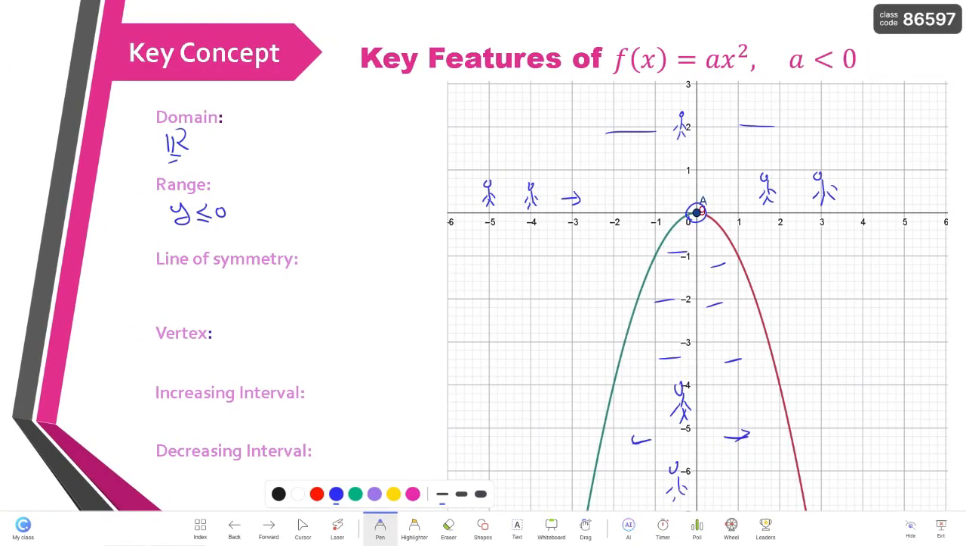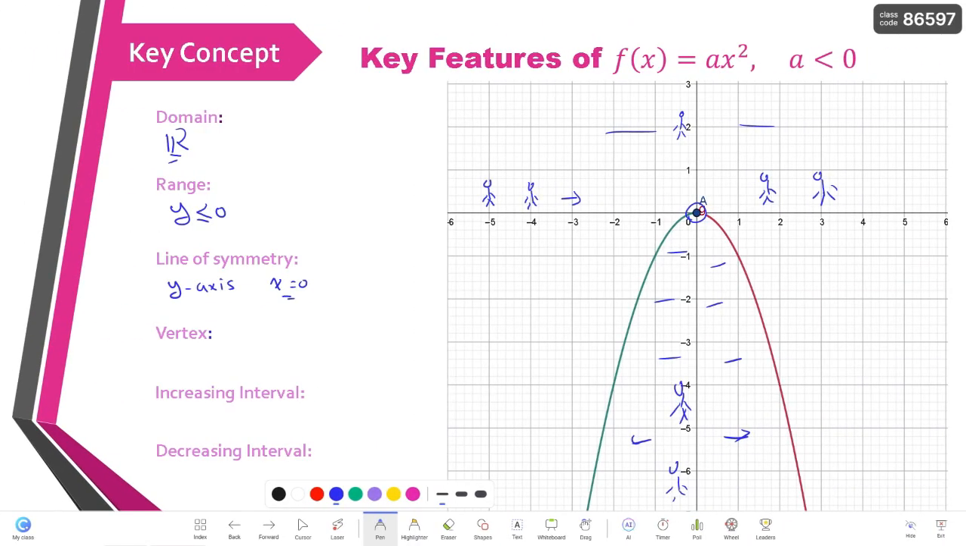The line of symmetry, we're still talking about the y-axis, since the graph is already symmetric across the y-axis. So we have here the y-axis as a line of symmetry, or x is equal to 0. And I prefer to use x is equal to 0, since we are talking about the line of symmetry, because later we're going to talk about the equation of the line of symmetry.